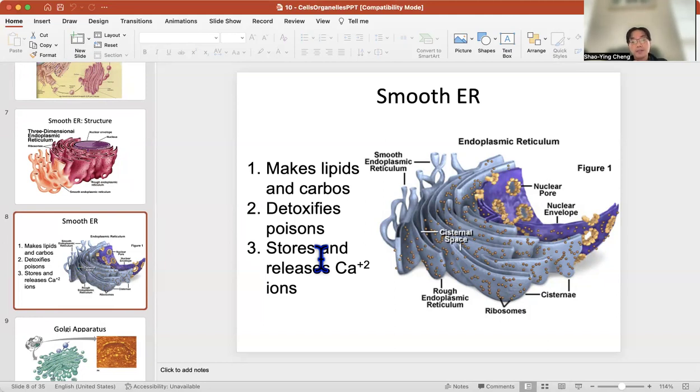In skeletal muscle, the smooth ER is turned into a calcium container, because in order to contract the muscle, you need calcium to trigger the muscle contraction. So in skeletal muscle, their smooth ER turns into the calcium container. When the muscle contraction happens, they're going to release all the calcium to trigger muscle contraction.